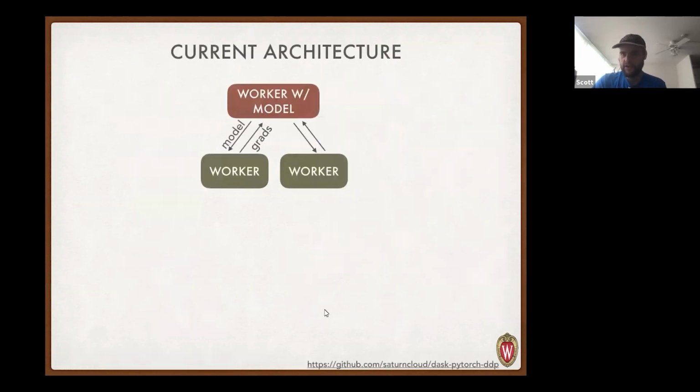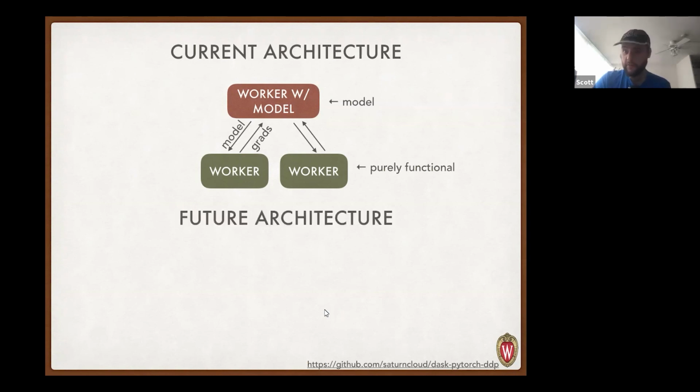Okay, so I mentioned the current architecture is centralized. So there's one worker with a model, it broadcasts that model to every other worker and says compute the gradients, and then receives those gradients back. The client tells the scheduler how to communicate. The scheduler tells the data flow between the workers. The model lives on one worker and every other worker is purely functional.